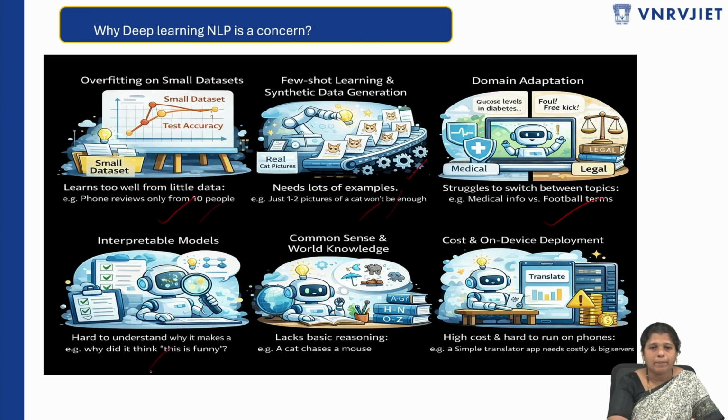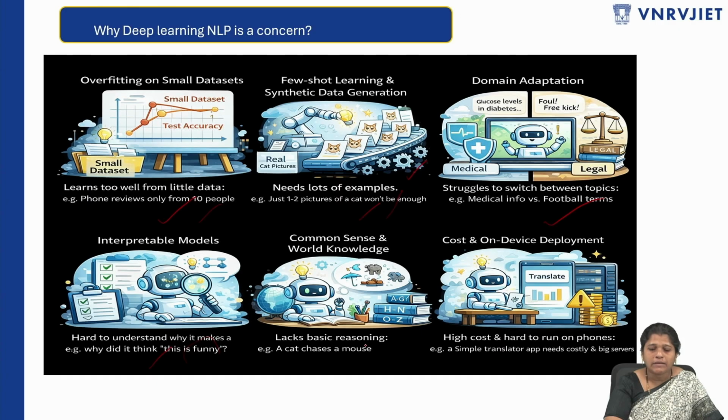Next is interpreting the models. There is some gap when you are running the problems. There are some bias issues. Some sentences may not be meaningfully understandable by the NLP models. Why do you think this is funny? So this image may not be understandable or interpretable. Some common sense issues may come across.